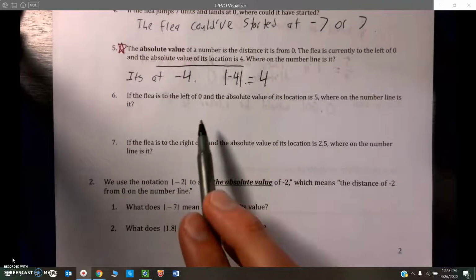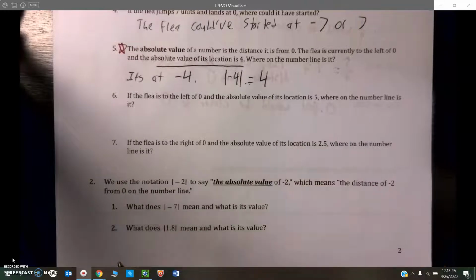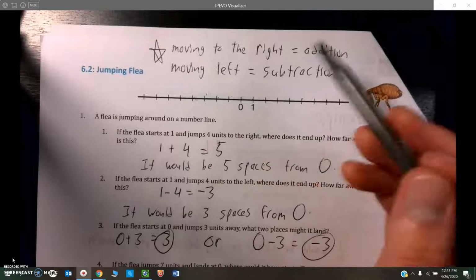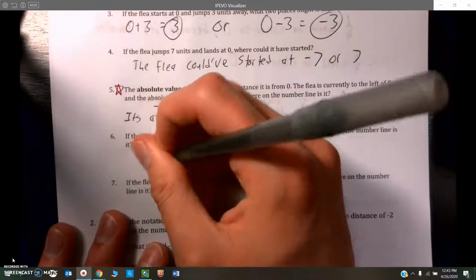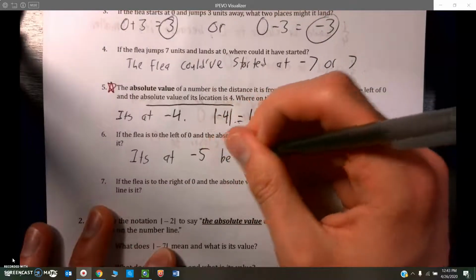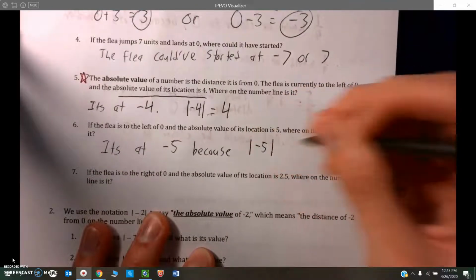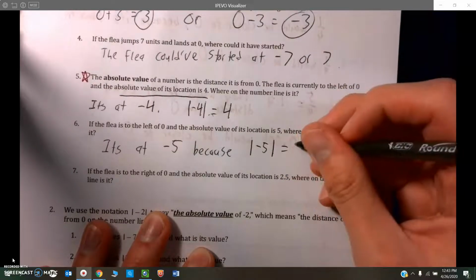If the flea is to the left of 0 and the absolute value of its location is 5, where on the number line is it? So once again, it's to the left of 0, and it's 5 units away. So the flea must be at -5. Because the absolute value of -5, how far away is -5 from 0?